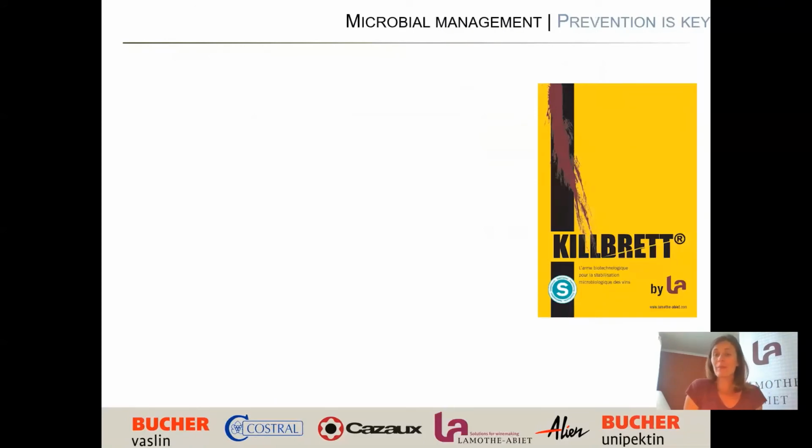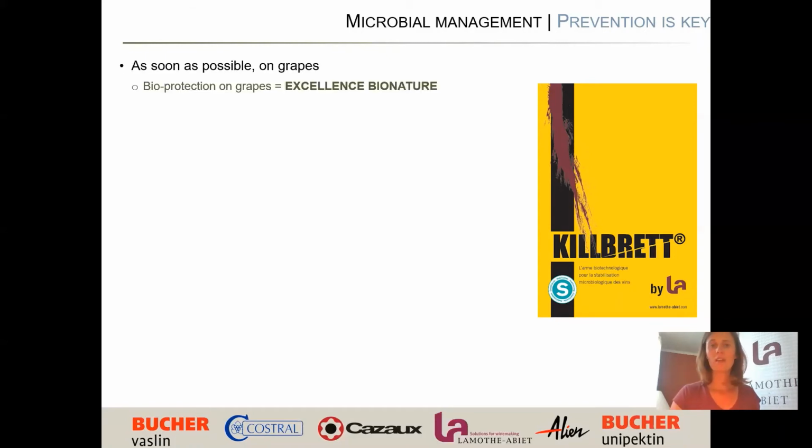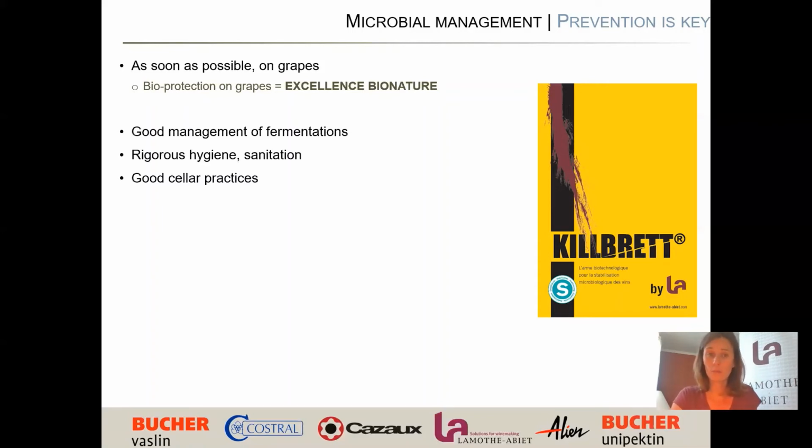So the conclusion on microbial management, really focusing on preventing is the key. Sulfur is actually not a good option to manage microbes. It will help maintain a protection, but it doesn't eliminate them. So you want to prevent starting from the vineyards, respecting the integrity of the fruit, using BioNature on the fruit to really inhibit the development of microbes before they become too big.